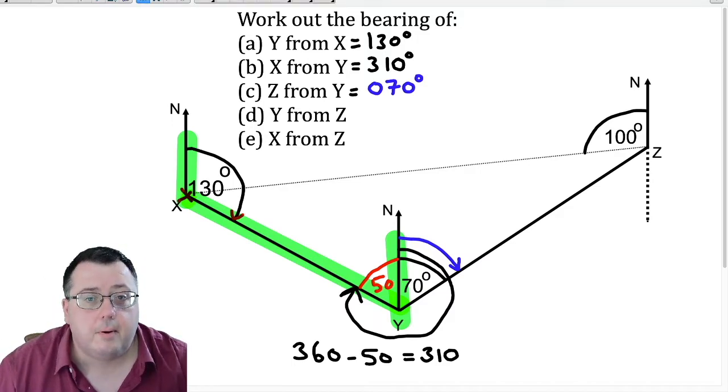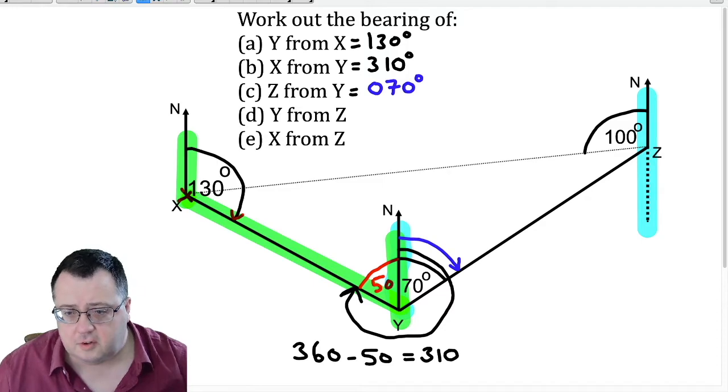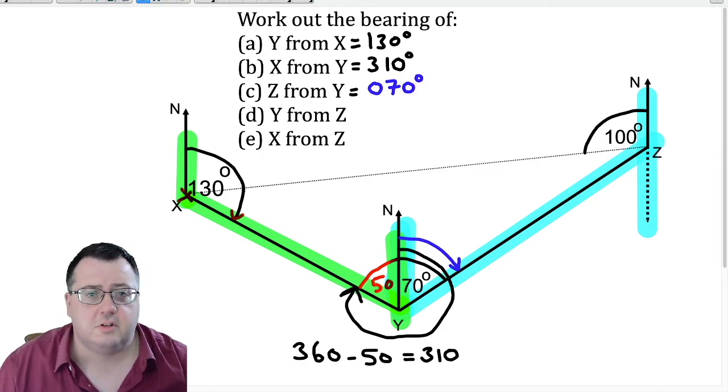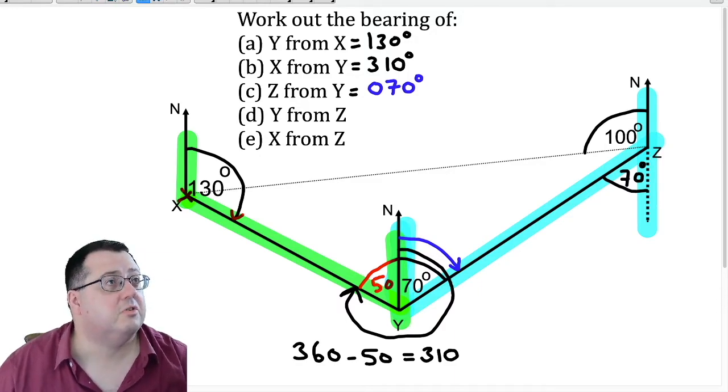I want to go back to my highlighter pen, and I'm going to use blue, I think, this time. So if I highlight the two parallel lines, which are the north lines, and then I've got an intersecting line between them, which is that one. So can you see you've got a Z angle here, which means the angle at the bottom between south and this line will also be 70 degrees. It now becomes very trivial to work out the bearing of Y from Z.